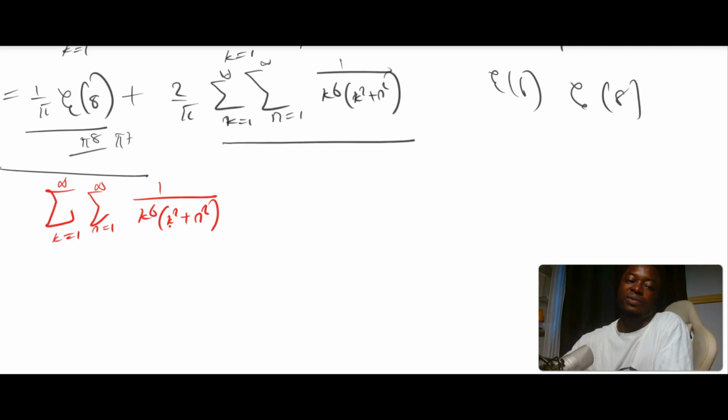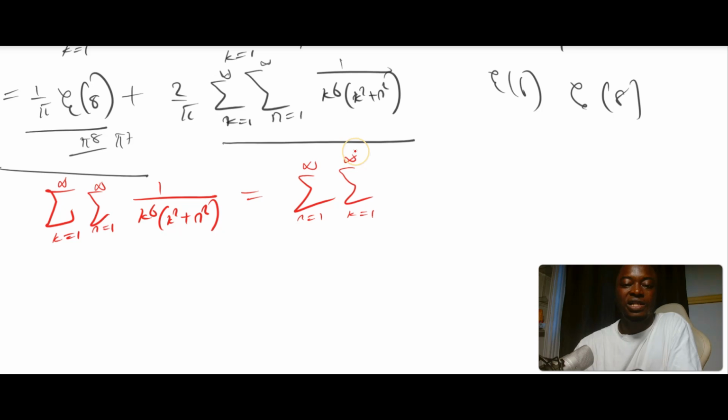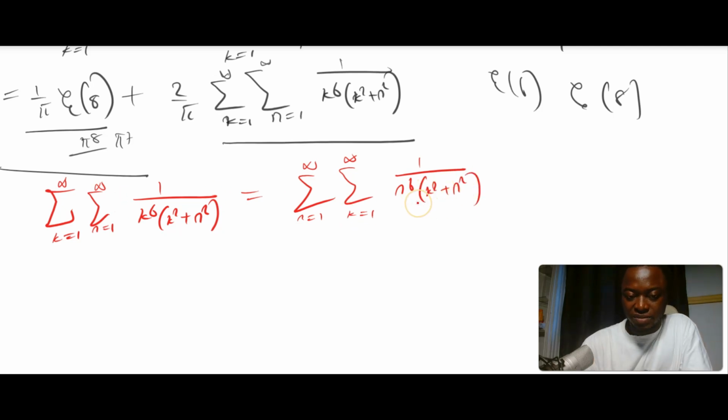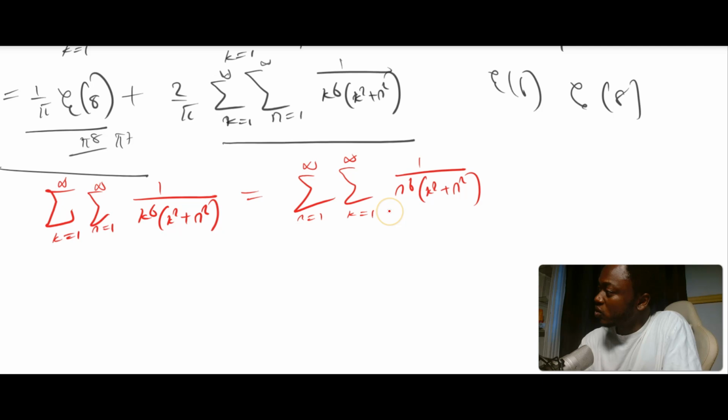It will not change. For example, this sum is technically the same as the sum as n runs from 1 to infinity times the sum as k runs from 1 to infinity of 1 over n to the 6th power times (k squared plus n squared). So this sum and this sum are technically the same thing due to symmetry. The interchange of n and k does not affect the final sum because it is a double sum.